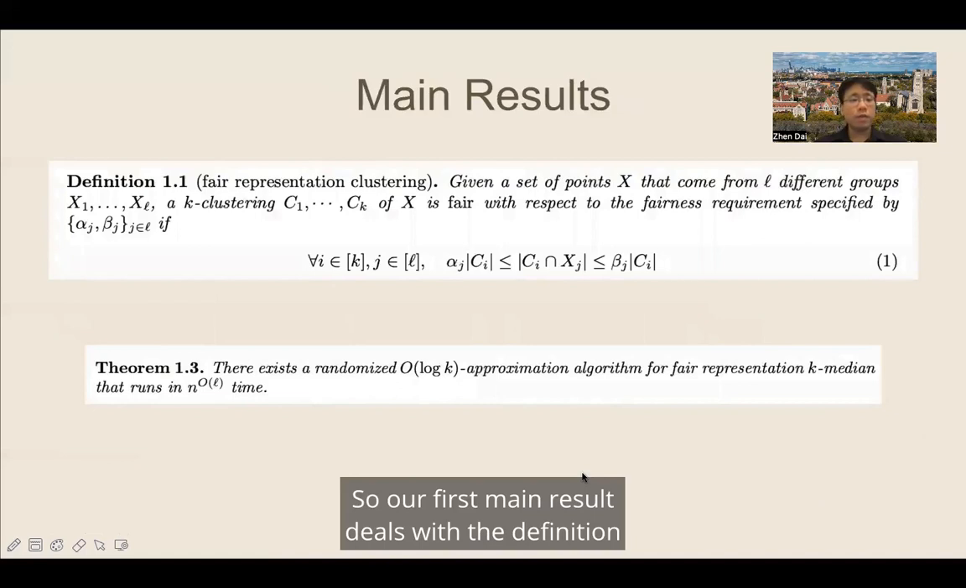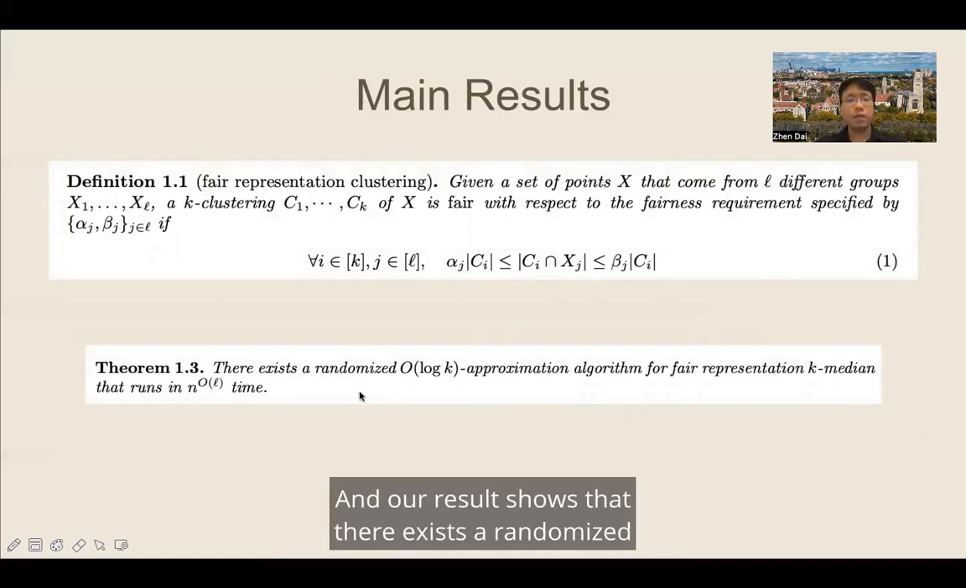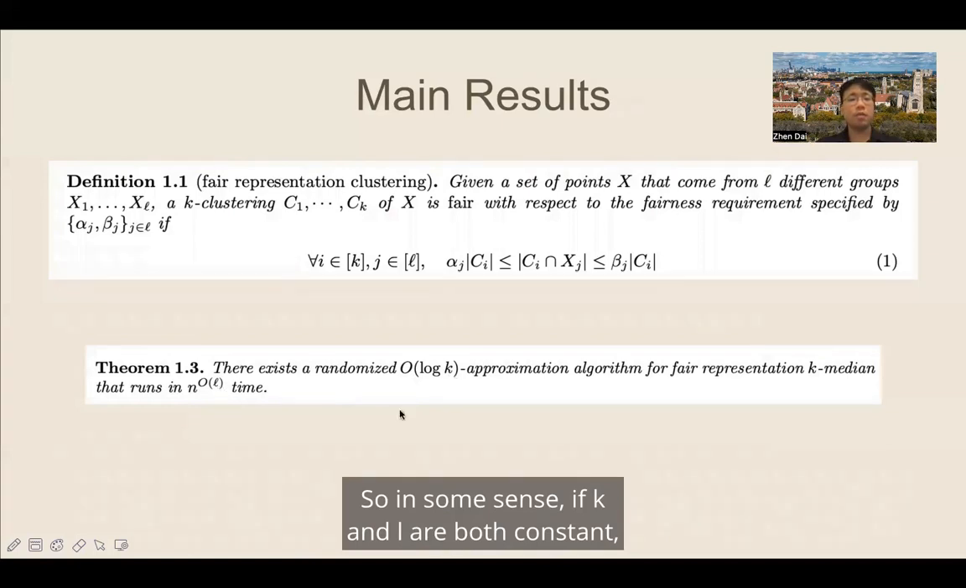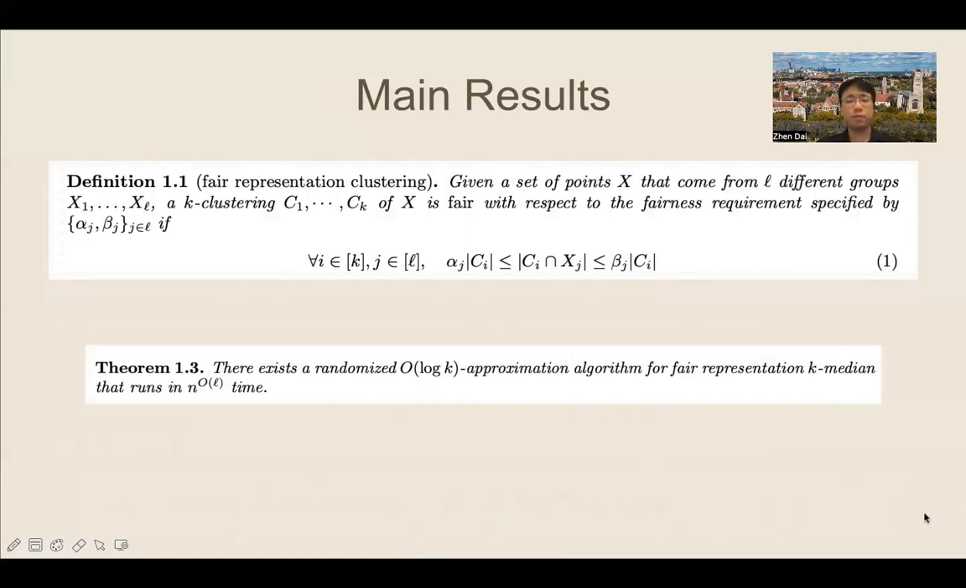Our first main result deals with the general notion of fairness. And our result shows that there exists a randomized big O of log K approximation algorithm for the fair representation K-median problem that runs in n to the big O of L time. And note that in practice, usually K and L are both small compared to n. So in some sense, if K and L are both constant, then our algorithm provides the first constant factor approximation algorithm which runs in polynomial time.